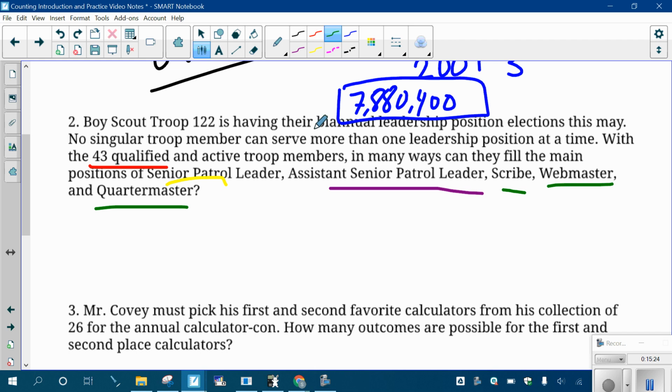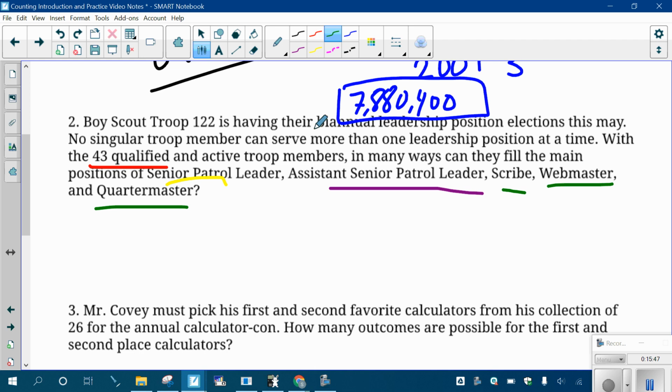Okay? All right, so if you're thinking about this, this is a little bit confusing one. That's why I wanted to do this one. You've got 43 people, and you're choosing from those same people. So it's not going to be slots. I know what you're thinking. There are different positions. That's true, but you're still choosing from the same people the whole time. So this is not going to be slots.